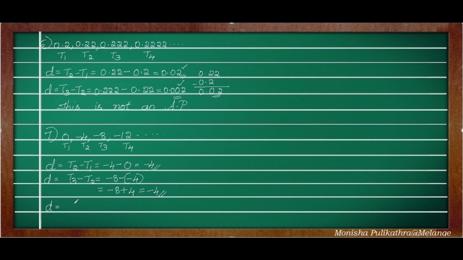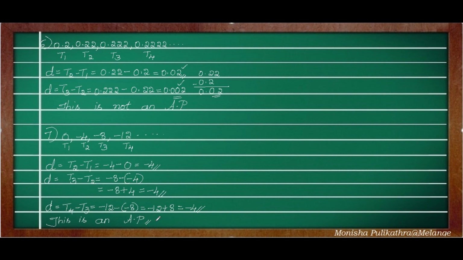Next we need to find the next common difference, that is T4 minus T3. That will be minus 12 minus of minus 8. So it will become minus 12 plus 8. So the common difference is minus 4. Fine. The common difference is minus 4. So the common difference is constant, it is not varying. So if the common difference is constant, then this is an AP.